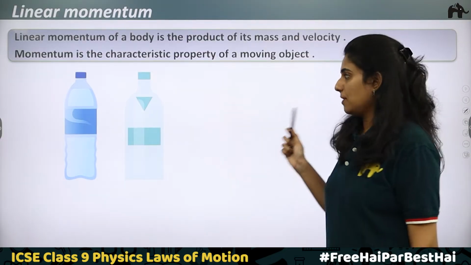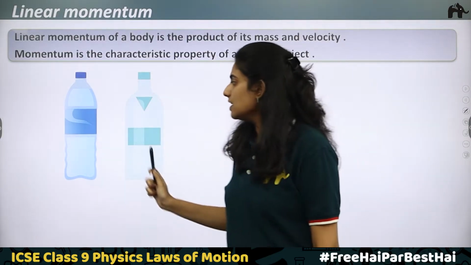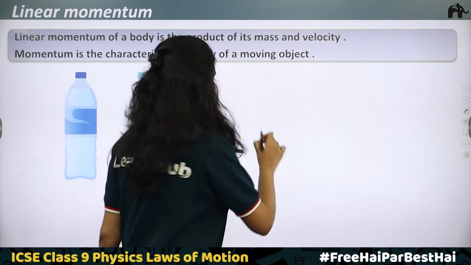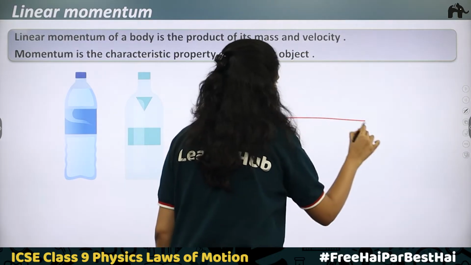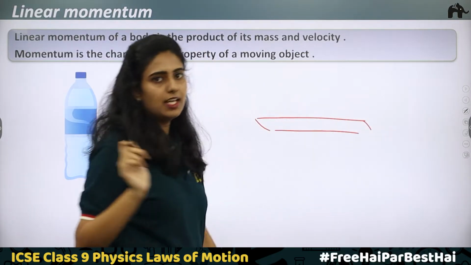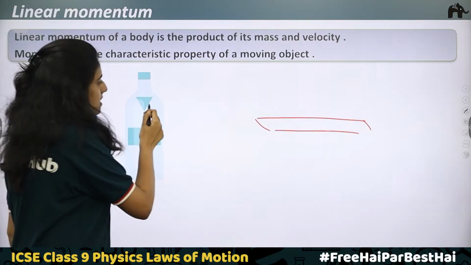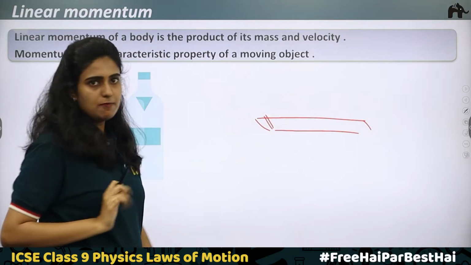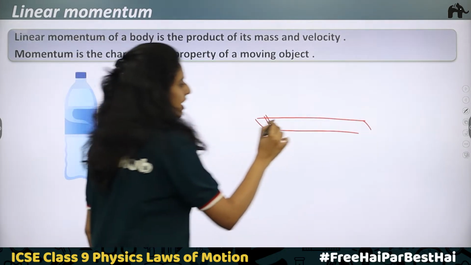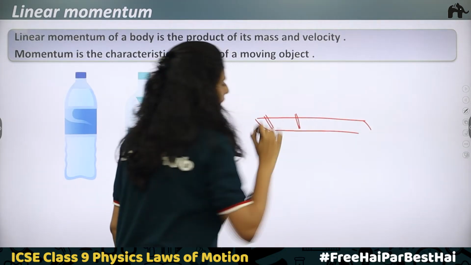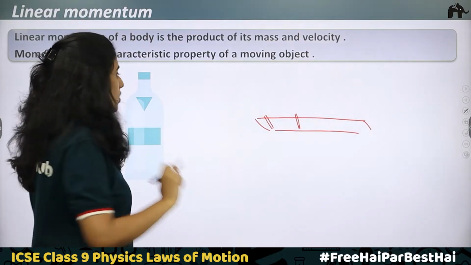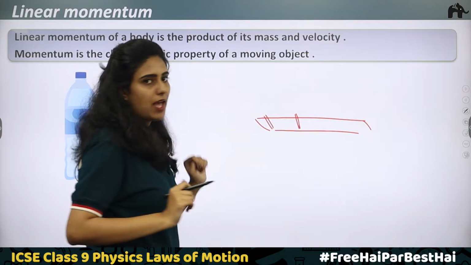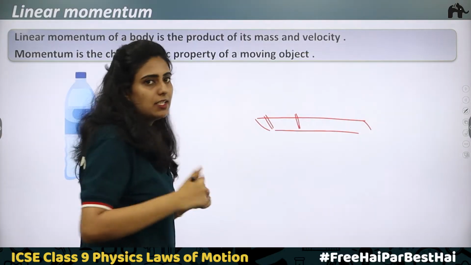Okay. Linear momentum. Consider two bottles. One bottle is filled with water and the other bottle is empty. You are considering a table and you are making these bottles roll on the table. First you will place the empty bottle here and apply a force on the bottle. What happens? It will move till here and then come to rest. Now consider you are placing the filled bottle on the table and you are applying the same force that you applied in the previous case.